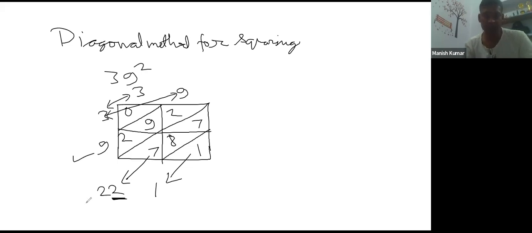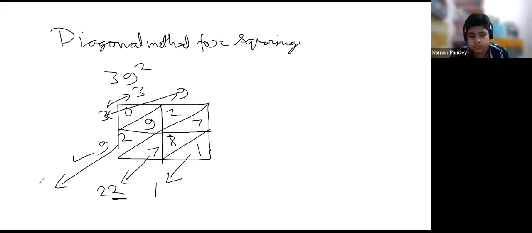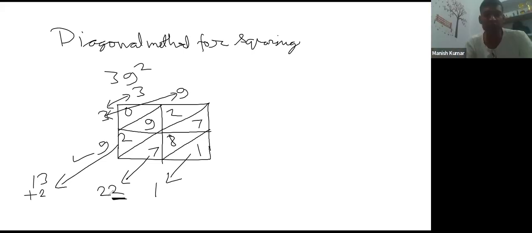We also took the tens place digit in that column method. In the same way, in this diagonal method also, this 2 will be taken for the next calculation. So here, 2 plus 9 plus 2 is 13. And what is to be added here? Plus 2, which was left from there. 13 plus 2 is 15. Now 5 will be underlined, and 1 is taken for the next calculation. Here it is 0. 0 plus 1 is 1 only. So 1, and this is underlined.